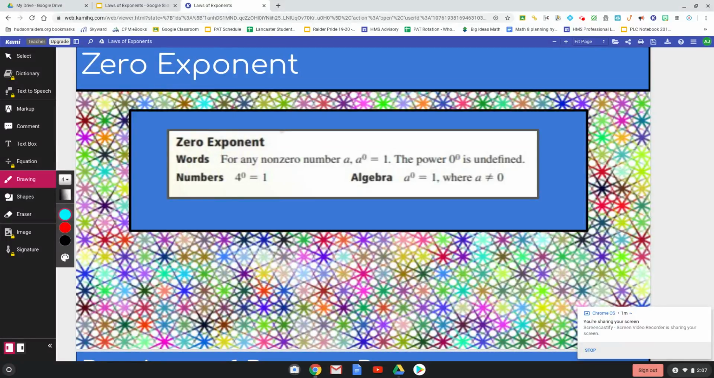And the same algebraically, we can use this rule on a variable as well. If we had a raised to the 0 power, that is always equal to 1. We could have x raised to the 0 power, and that is always going to equal 1.